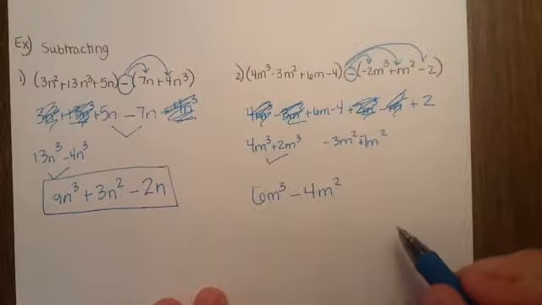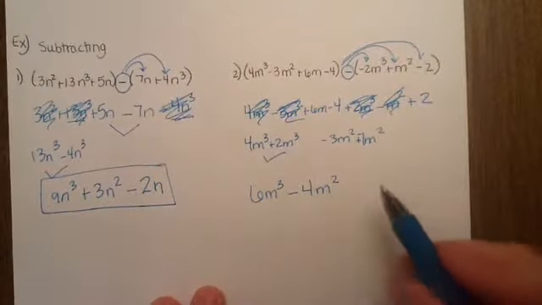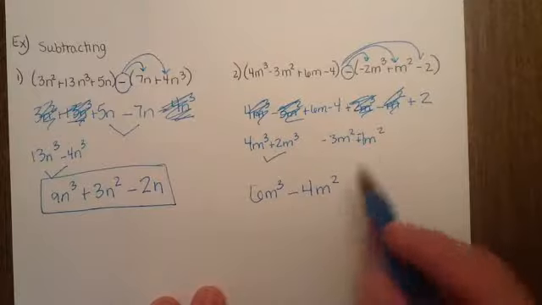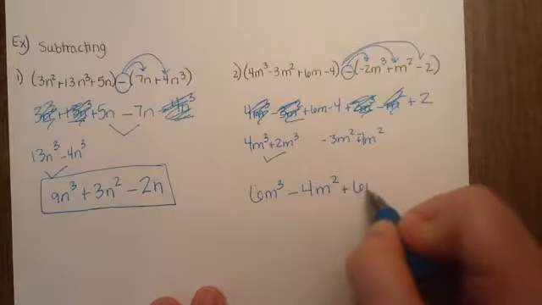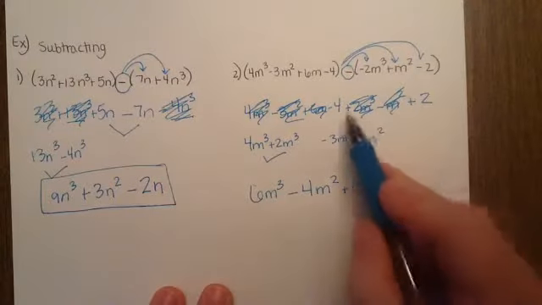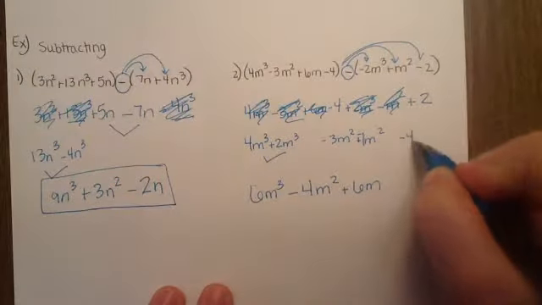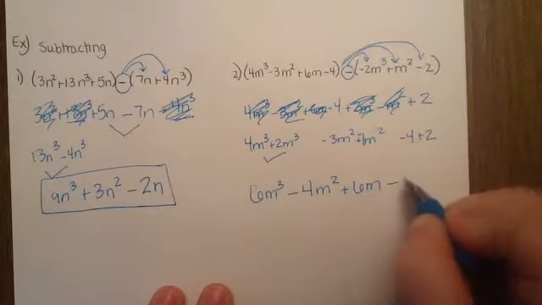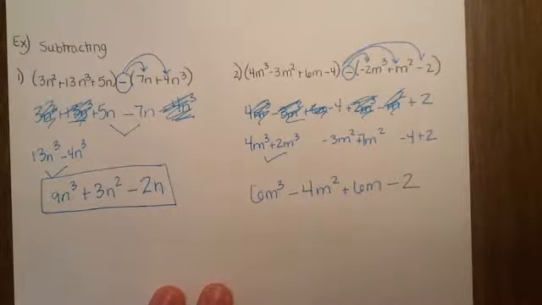What piece comes next? Just an m. Is there anything else with just an m? No, so what goes here? Plus 6m. And lastly, what goes together? Negative 4 plus 2 is minus 2.